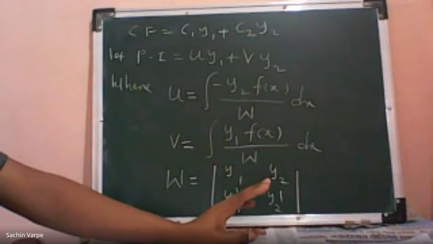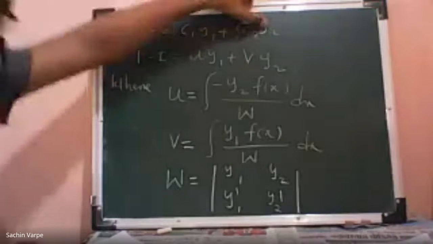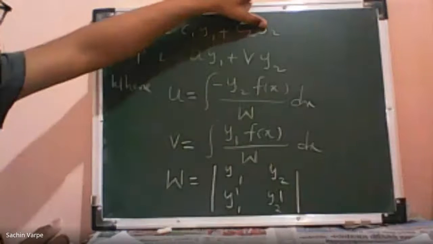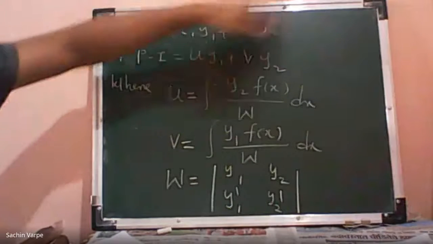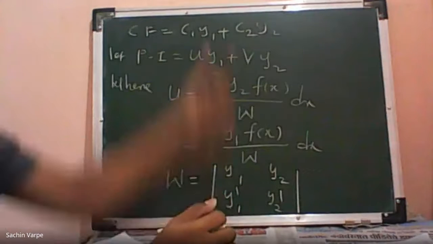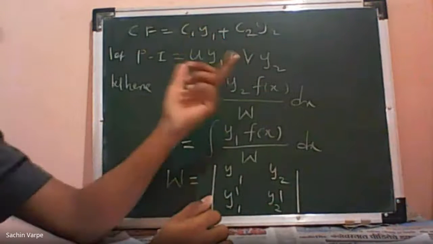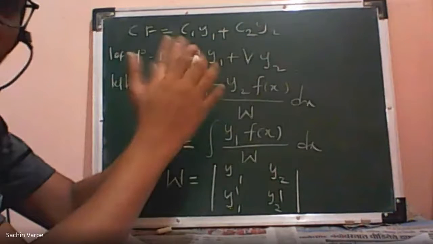Now, you might be thinking, why have we considered only C1 y1 and C2 y2? Why haven't we considered C1 y1 plus C2 y2 plus C3 y3 or plus C4 y4? Since we are considering this, that means we are considering only the second order differential equation, isn't it? So is it the case for only second order differential equations?